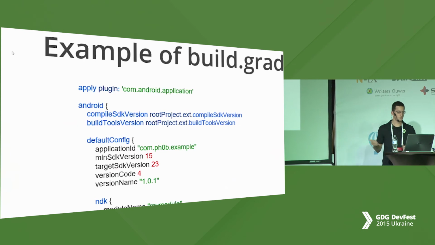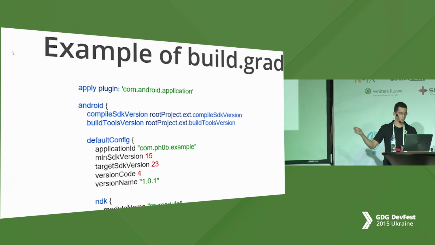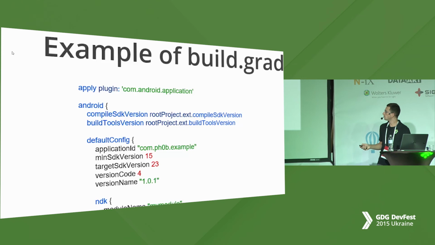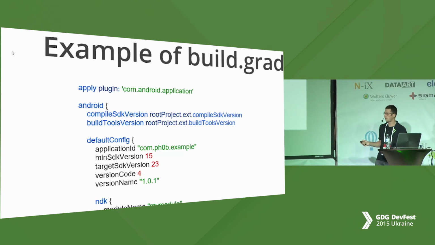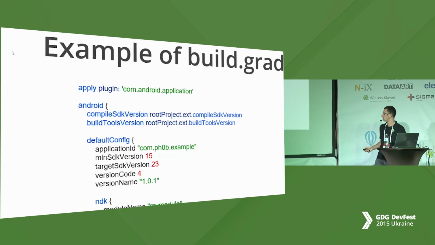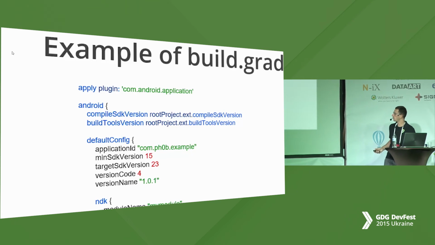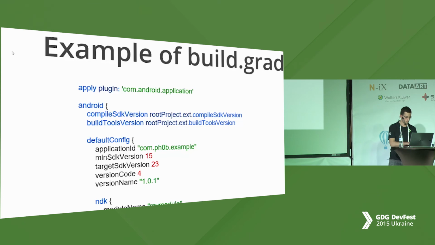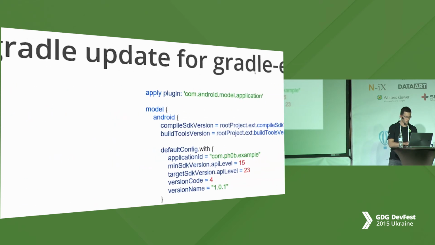Yep, so here is a usual build.gradle file using the Gradle stable plugin, so com.android.application, an Android block, and methods with inputs, a default config with version code and so on, and an NDK block inside default config. New version.